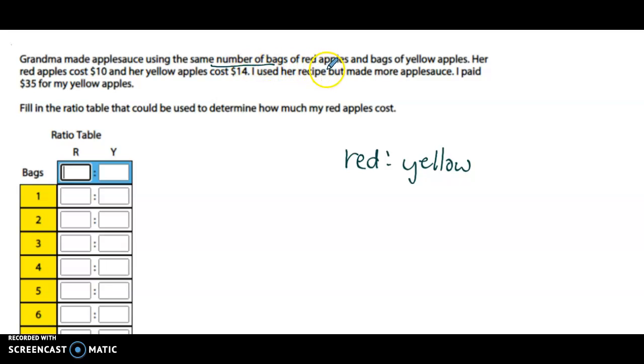So she buys the same number of red apples every time she buys a certain number of yellow apples. When she checks out at the checkout lane, red apples cost her $10 and yellow apples cost her $14. I used her recipe, but I wanted to make more applesauce. So I ended up at the checkout lane paying $35 for my yellow apples. Fill in the ratio table that could be used to determine my red apples cost.